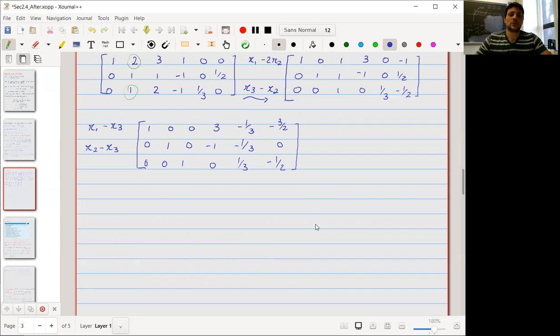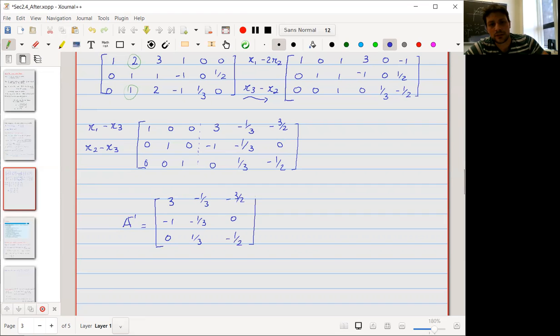Okay, so we can read off our result from here. The matrix A inverse is the 3 by 3 matrix whose entries are 3, minus 1, 0, minus a third, minus a third, a third, and minus 3/2, 0, minus 1/2. That's how you compute the inverse of a matrix.